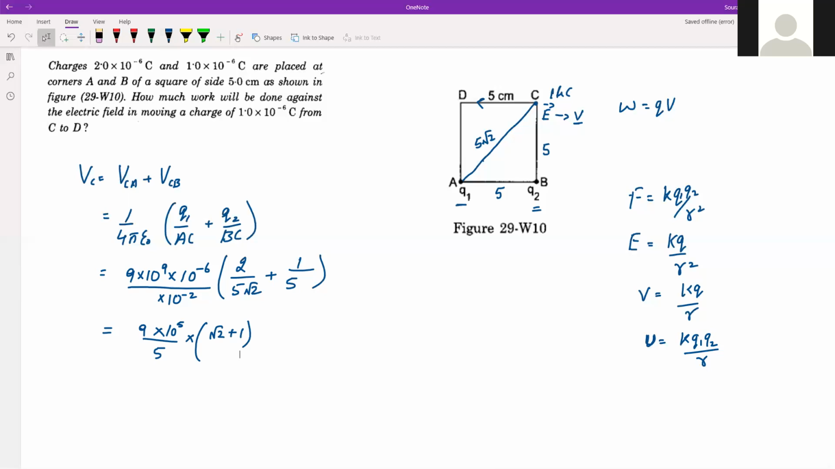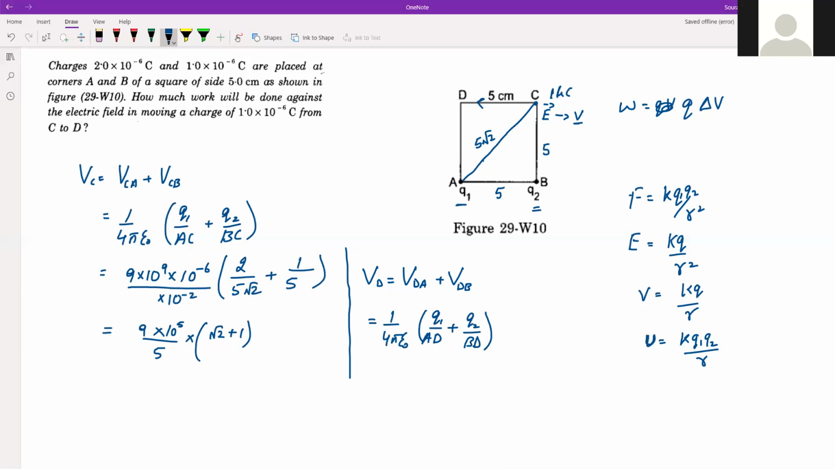The work done is in moving from C to D. So work done will be equal to Q into delta V. So we also have to find similarly the potential at D. So what will be the potential at D? That will be the potential at D due to A plus the potential at D due to B. And that will be again 1 by 4 pi epsilon naught, that is K, Q1 by AD plus Q2 by BD.